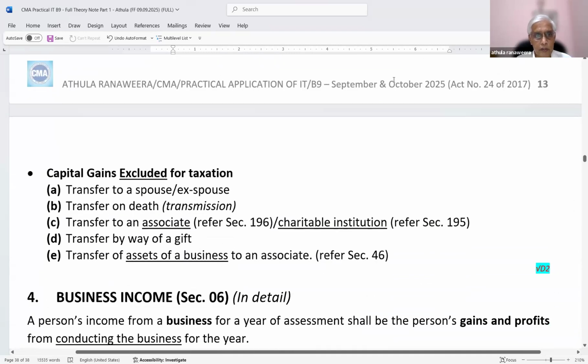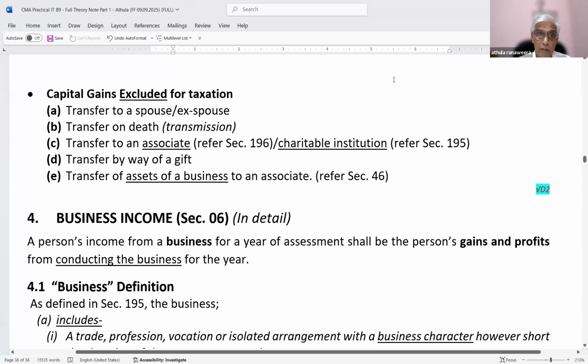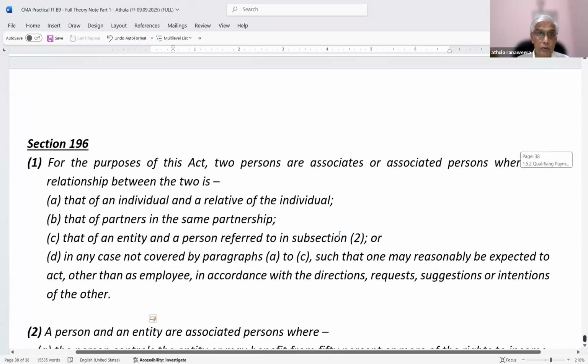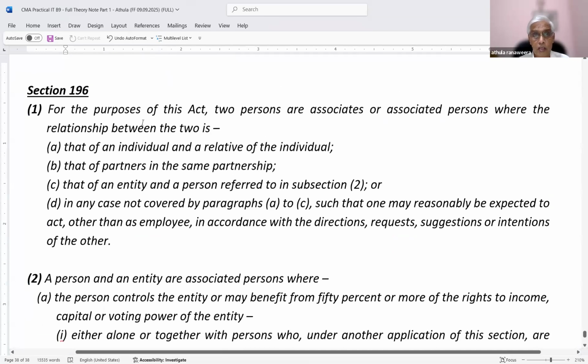Right. Before that, I think somebody wanted me to explain the term associates, which is a bit difficult to understand. It is there in Section 196. I just copied down that section as given in the act. Section 196 explains the associate or associated persons.